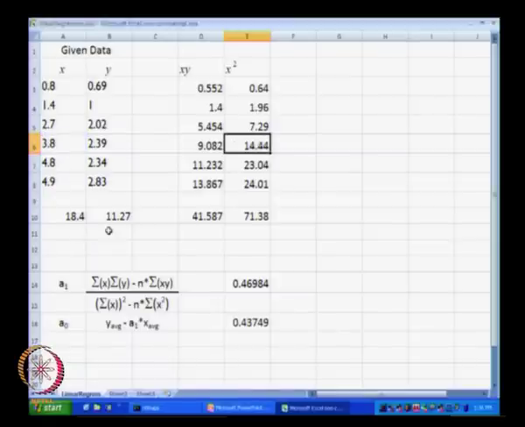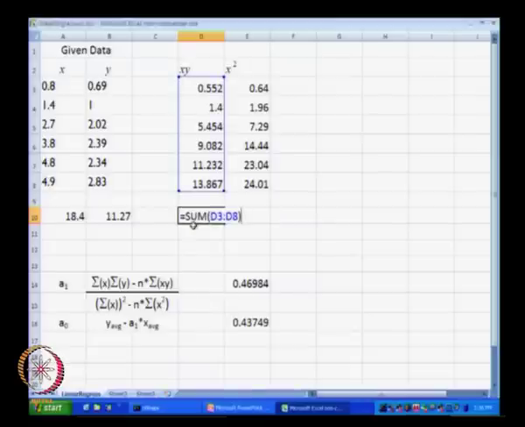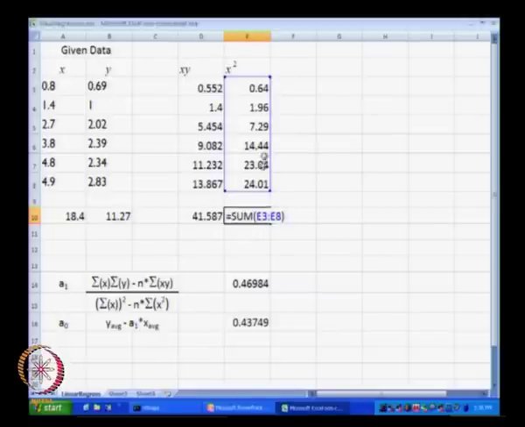Okay. And finally, after calculating xy for all of the 6 data points and x squared for all of the 6 data points, we get summation of xy and summation of x squared. If we press F2, we will see that is what we get over here, and likewise this is summation of x squared is what we get over here, and then we can substitute this.